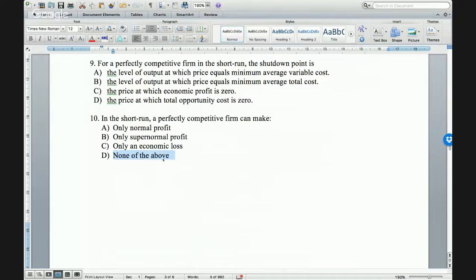So that's a tricky question, to be honest, because you might tend to focus on one of these. Now, the question could also be changed, say, in the long run, a perfectly competitive firm can make, and the answer is only a normal profit if that was for the long run. But this is for the short run, which means all of these 3 scenarios can happen. But having only there emphasizes that that's not right. The answer is D. Again, the options could be a normal profit, a supernormal profit, an economic loss, or all of the above. And the answer would then be all of the above.